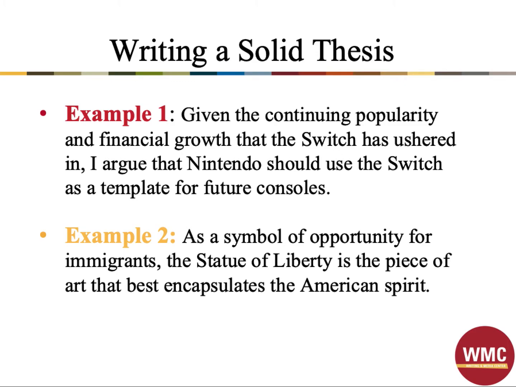In example 1, the writer is proposing a future set of actions for Nintendo, which, given the flaws of the Switch's design as a gaming platform, someone could argue against. The ability to argue against a thesis is a sign that the thesis is well written. In example 2, the writer is also taking an arguable stance by saying the Statue of Liberty, rather than any other piece of art, is the piece of art that best encapsulates the American spirit. Please pause the video to read the examples.